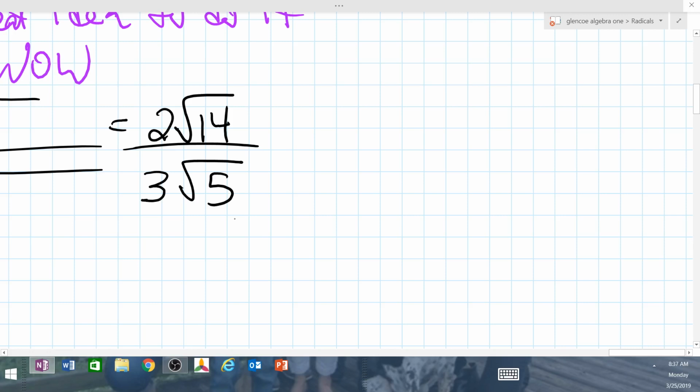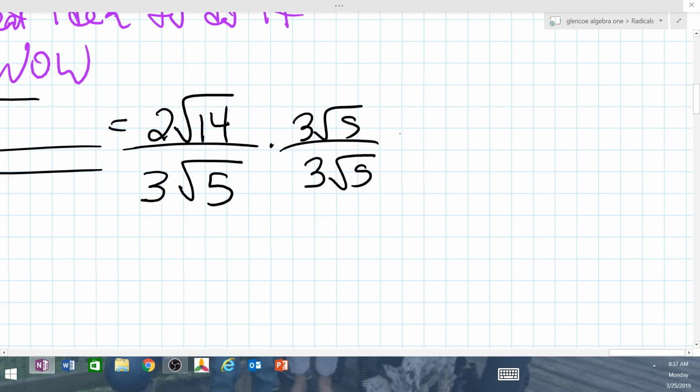We need to get rid of it. What is the current denominator, guys? What's the current denominator? 3 radical 5. So what do you have to multiply top and bottom by? 3 radical 5 over 3 radical 5. Everybody stay with me. Let's see if you can remember how to multiply radicals. You multiply outside times outside, inside times inside. So 2 times 3 gives me 6, and 5 times 14 gives me 70.